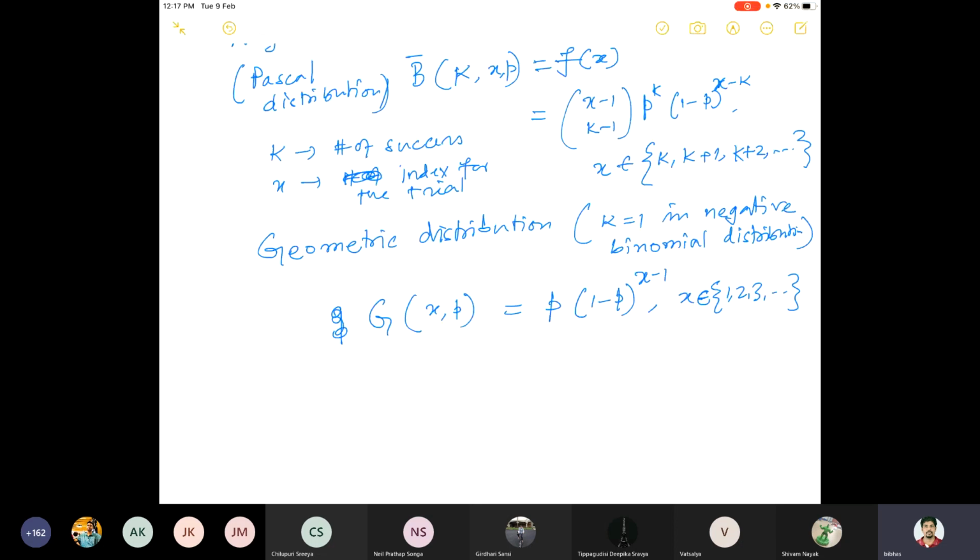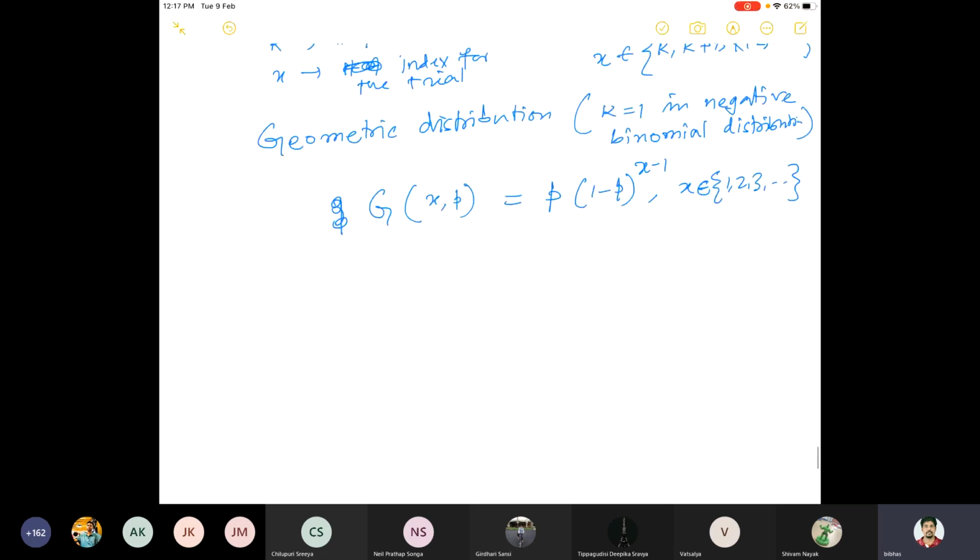So these four are fundamental discrete probability distribution functions. And now I'll talk about a little complicated distribution function, and I'll tell you why it is a little complicated. This distribution is known as the hypergeometric distribution. So now we'll talk about the hypergeometric distribution.